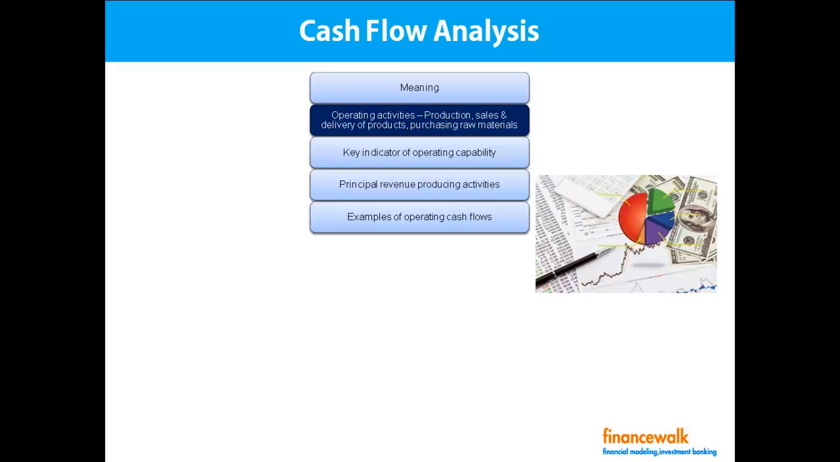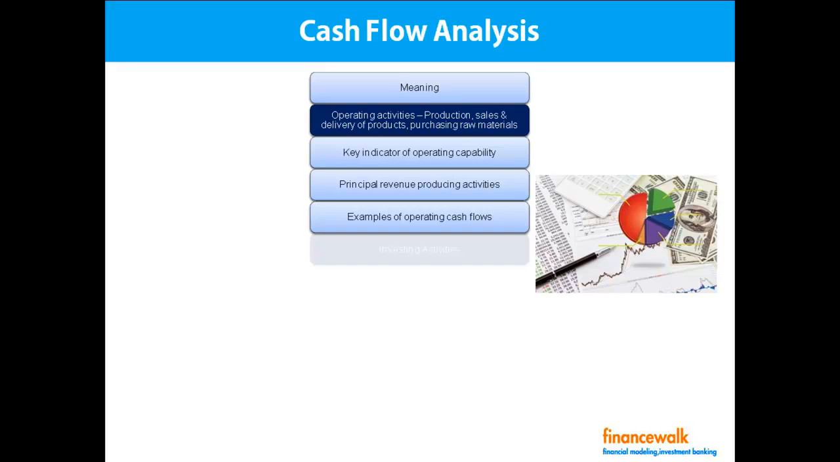Items which are added back to the net income figure, that is, which is found on the income statement to arrive at cash flows from operations, generally include depreciation, deferred tax, amortization, any gains or losses associated with an asset sale. Unrealized gains and losses are also added back from the income statement.